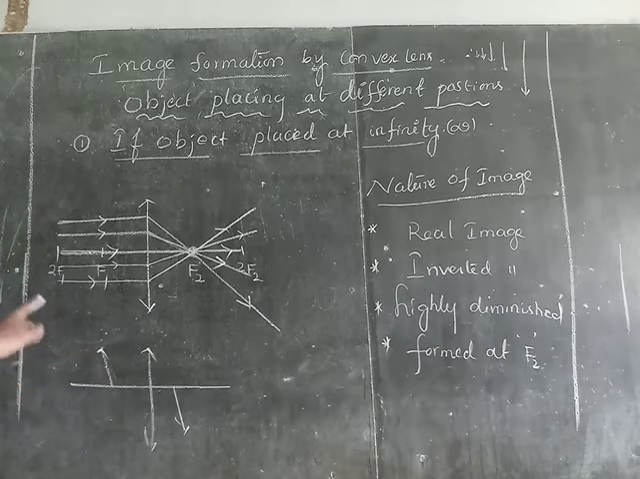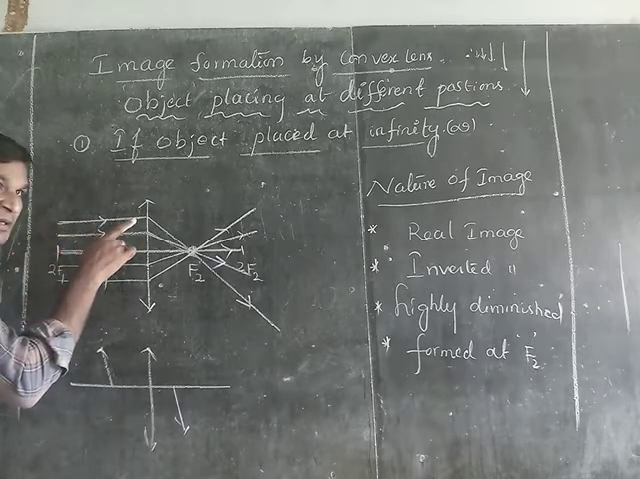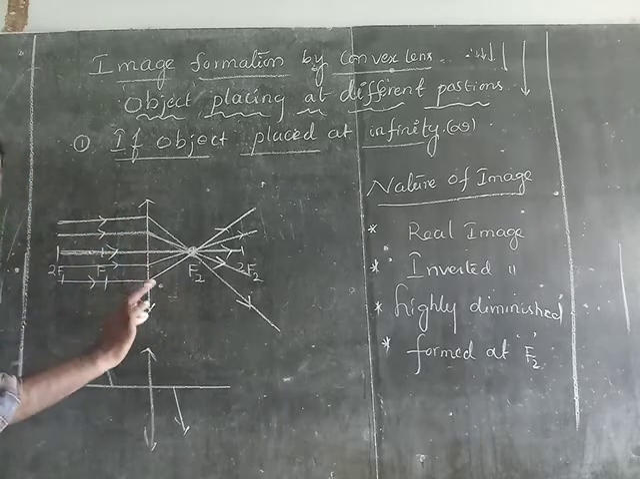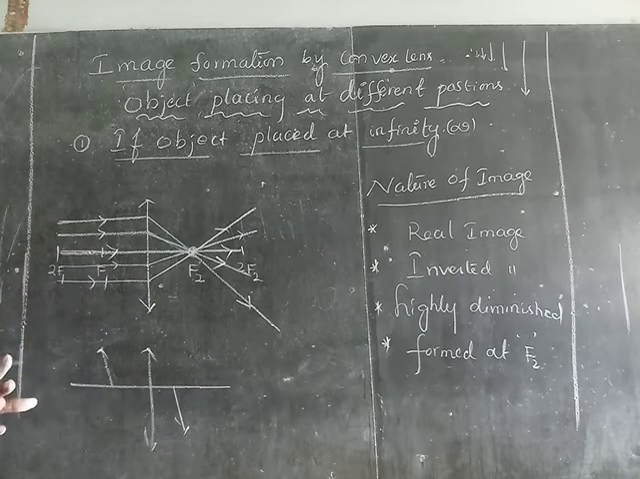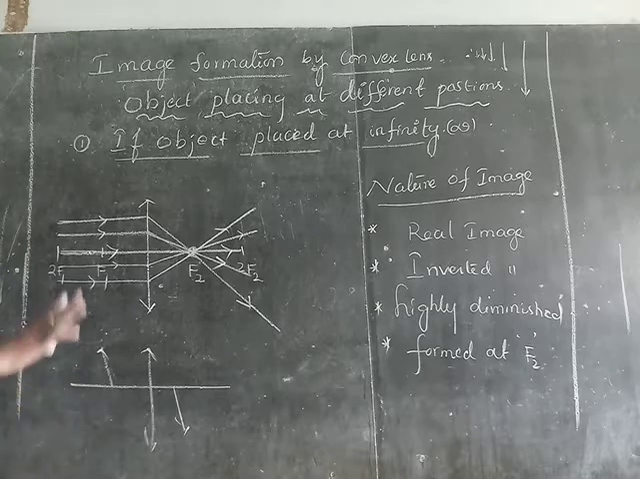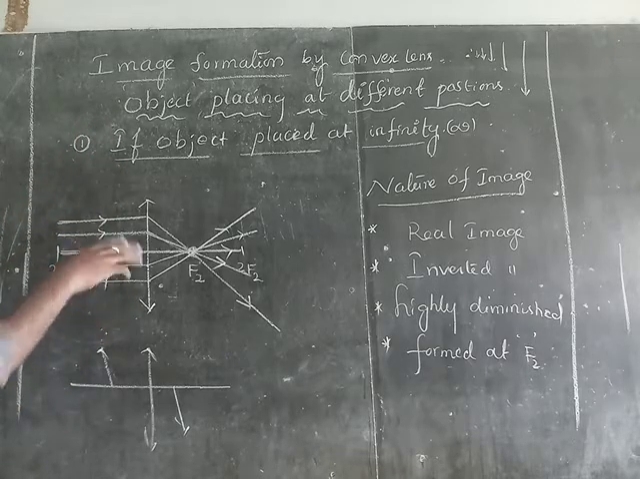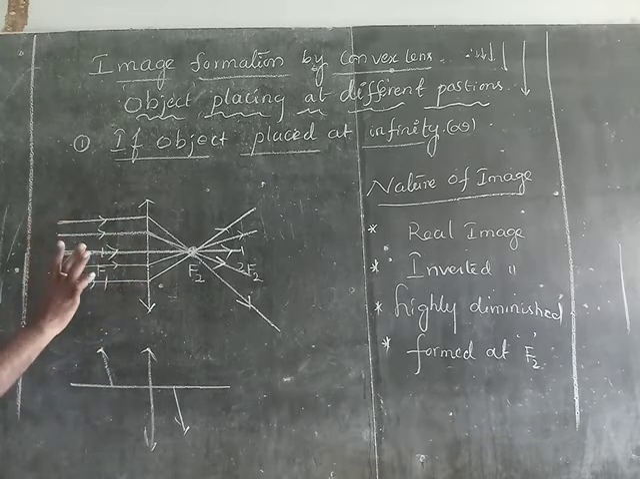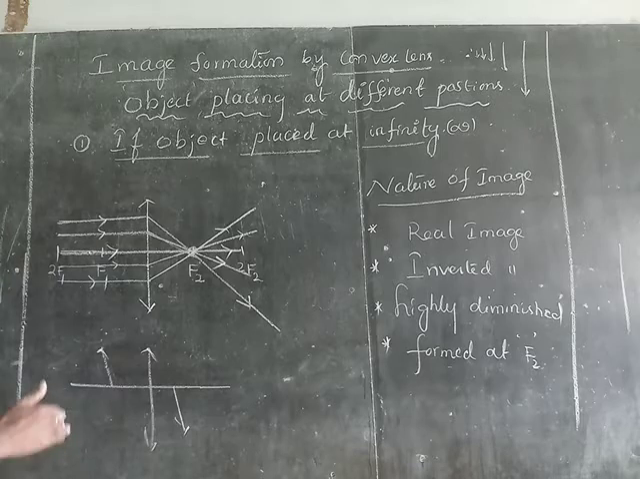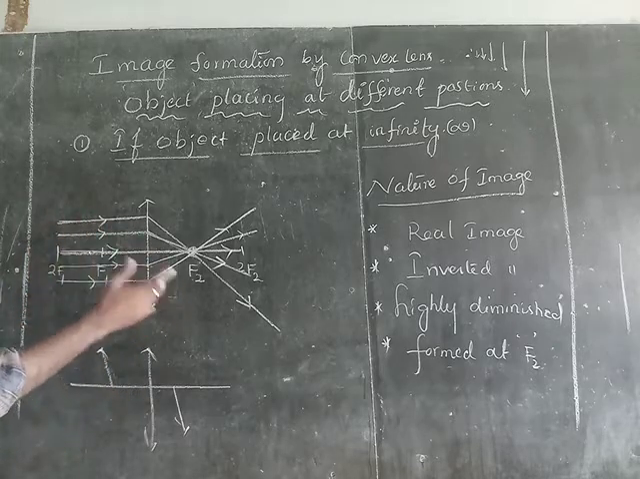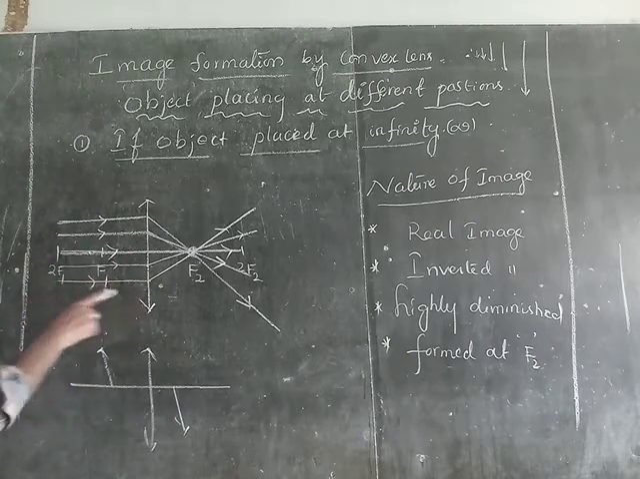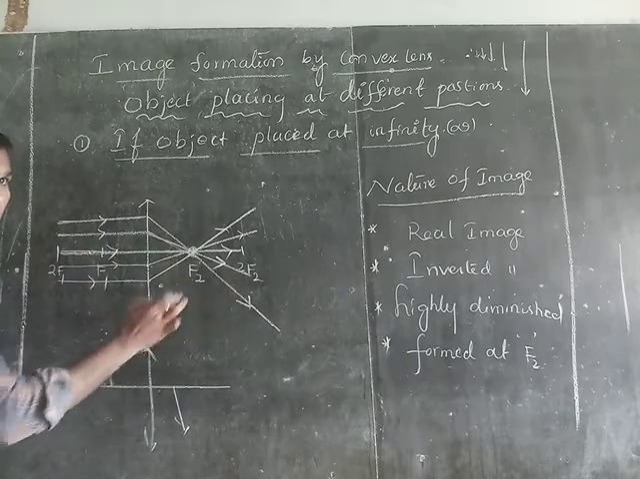What is the first rule? If any light ray passes parallel to the principal axis, after refraction it passes through the focus. An image is never formed by a single ray. To form an image, a minimum of 2 rays are required, 2 or more. Here we are taking a number of light rays which travel parallel to the principal axis. 2 rays are enough, but for convenience we take more, and after refraction they pass through the focus.